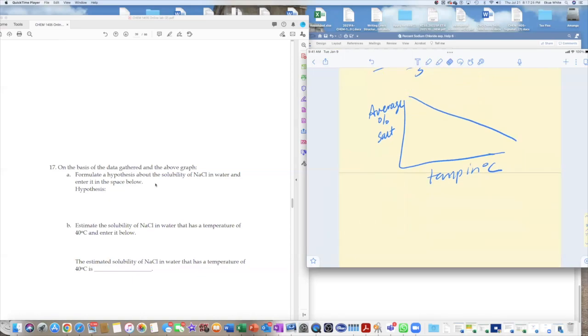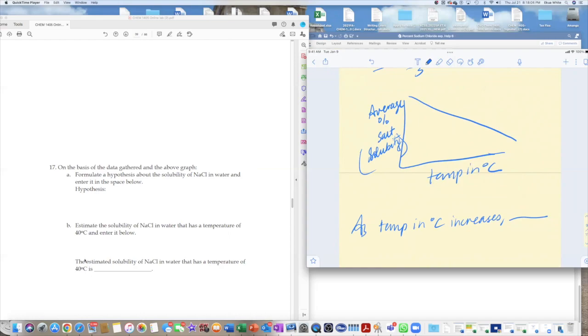So as temperature in degrees Celsius increases, comma, how does the percent salt respond? Or how does the solubility? Remember, percent salt here represents solubility. Just in case you felt like our purpose was lost, it wasn't. Percent salt represents solubility. So when the temperature goes up, what do you expect to happen to the solubility? Do we have more solubility or less?